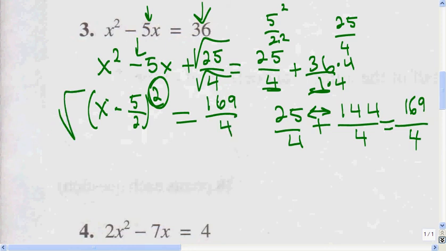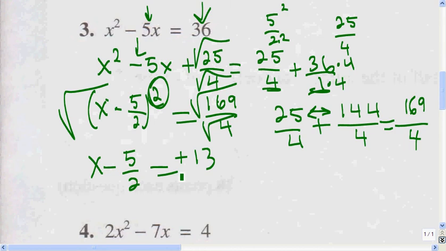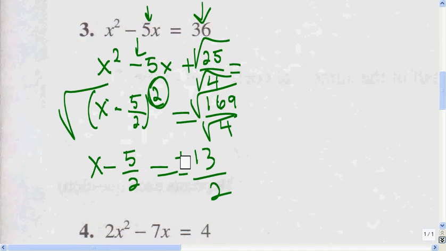So then we take the square root of both of these, right? And what we get is x minus 5 over 2 equals plus or minus the square root of 169, which is 13, over the square root of 4, which is 2. Okay? I hope you're following me. Don't get lost. Okay, so now we're going to solve for x, first using the positive 13 over 2, and then using the negative 13 over 2.